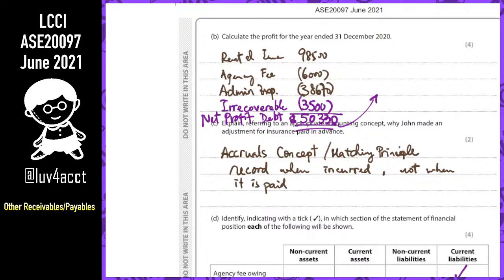If you have to further explain it, you can explain that even though you have paid for insurance, it is related to expenses for the next year. That's why you have to reduce the amount so as to get the correct expenses and to reach the correct net profit. So this is what follows this logic. But for 2 marks, it would be nice if you mention the concept and what that concept is about.